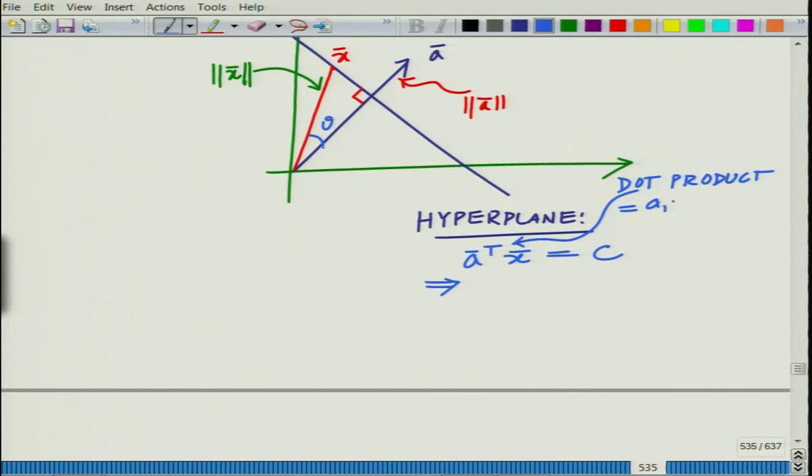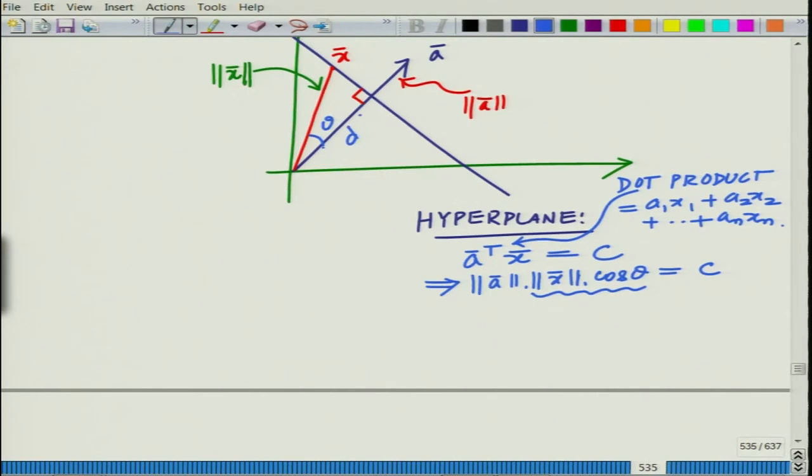That is basically A1 times x1 plus A2 times x2 plus so on, An times xn. So this is essentially norm of A bar times norm of x bar times cosine theta is equal to c. But if you look at this quantity, norm of x bar times cosine theta, that is nothing but d, the distance of the hyperplane from the origin, right.